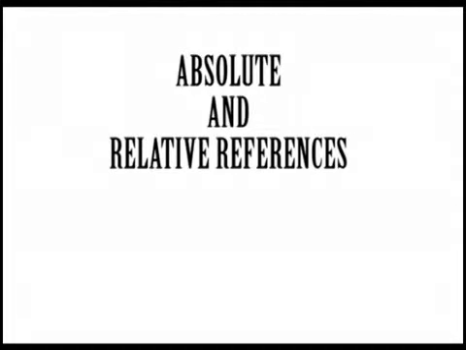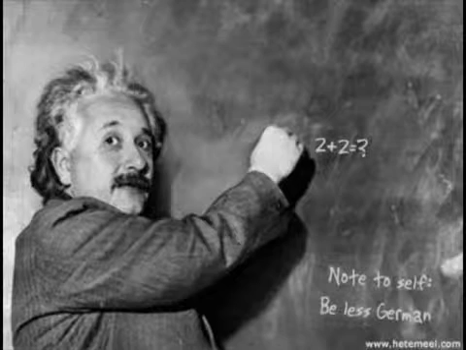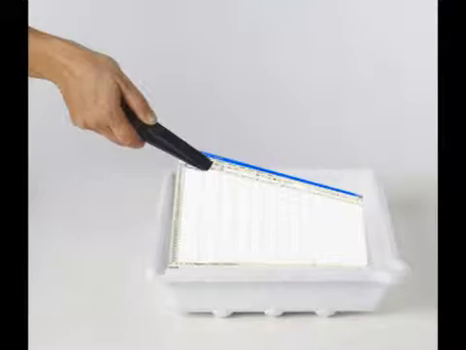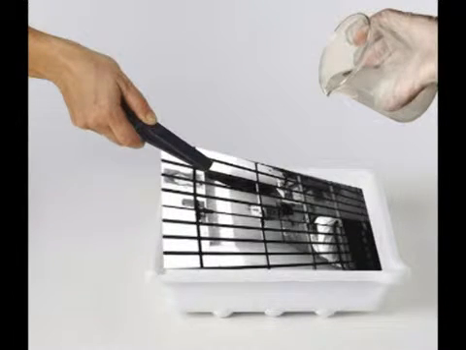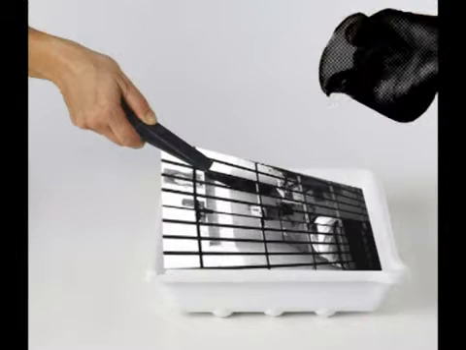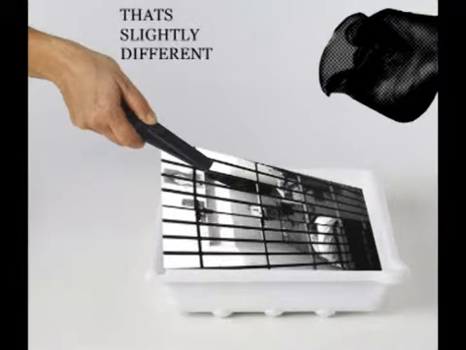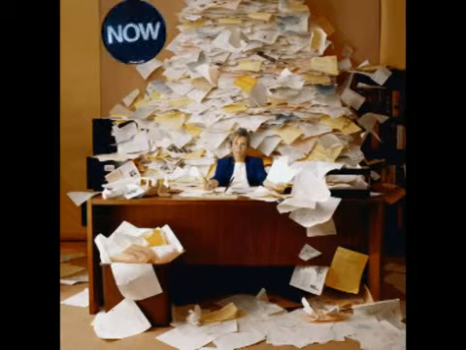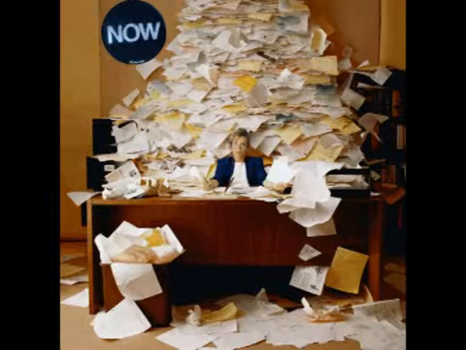Absolute and relative references. Spreadsheets are great. They can do lots and lots of calculations instantaneously. Sometimes when you're developing a spreadsheet, you need to use the same formula for many cells, or you may need to use a similar but slightly different formula for many cells. Either way, you don't want to have to enter the formulas individually. This would take a lot of time and increases the possibility for error.